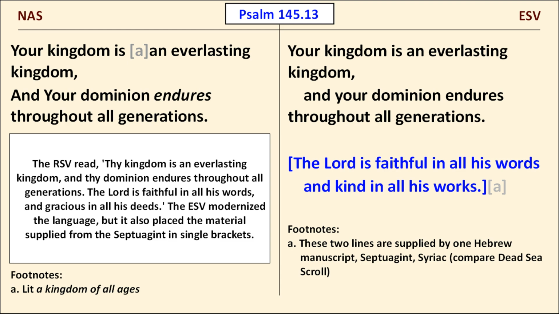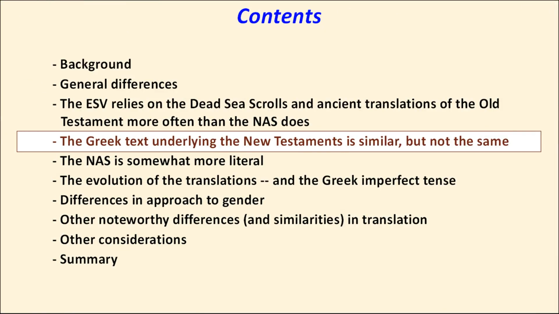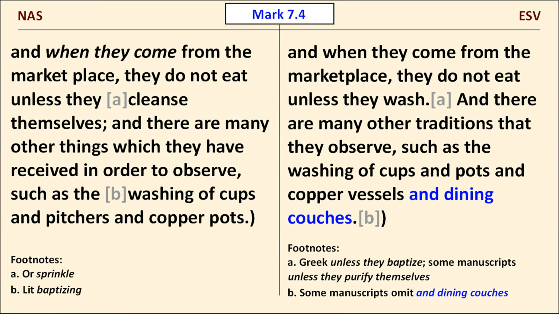So to sum up, we've seen one clear contrast between the two translations. The NAS, like the ASV before it, generally sticks to the Masoretic Hebrew. The ESV, on the other hand, is more willing to depart from the Masoretic text to follow readings found in the Dead Sea Scrolls and ancient translations, like the Septuagint. We'll leave the Old Testament behind now and proceed to examine differences in these two translations that are due to the fact that they start from different Greek sources.